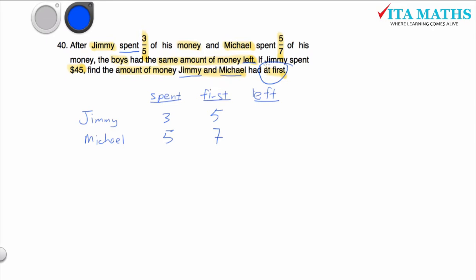Now let's find the clue from the number, the dollar sign here. This is $45. It's talking about how much Jimmy actually spent. So you need to know Jimmy has spent how much, which is 45. So to do that, you have to make this two equal. Make the first equal.